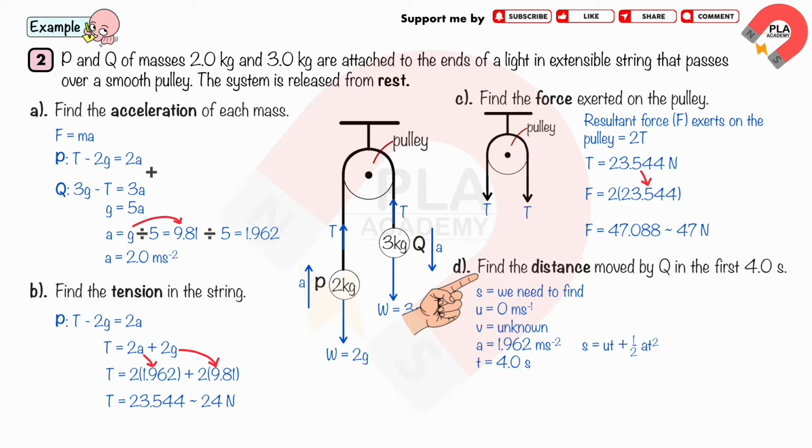We use the equation s equals ut plus half of at squared. Substituting u equals 0, t equals 4, a equals 1.962. We get the distance equals 16 meters for two significant figures.